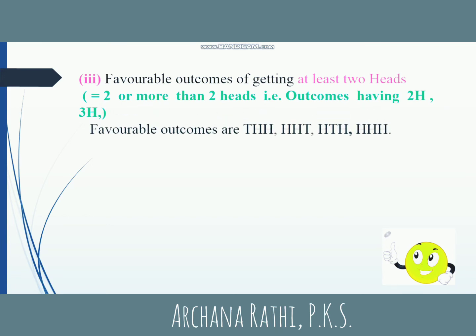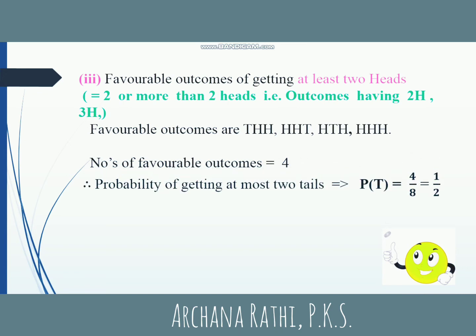Favorable outcomes are then THH, HHT, HTH and HHH. This means having 2H and 3H are our favorable outcomes when 3 coins are tossed. Number of favorable outcomes, therefore, is 4. Therefore the probability of getting at most 2 tails is 4 by 8, that is 1 by 2.